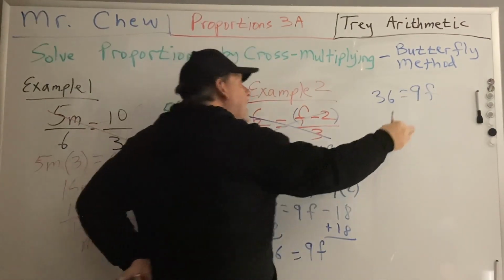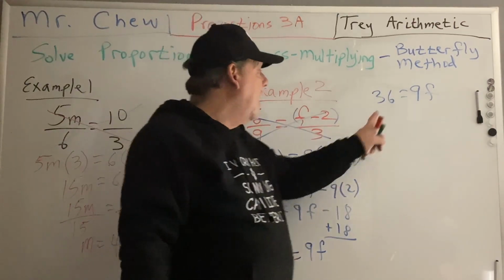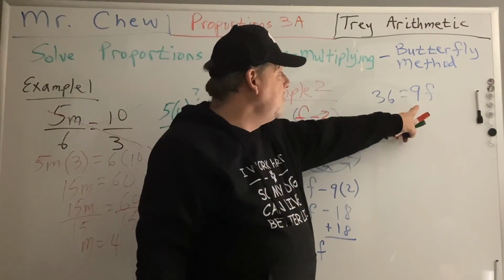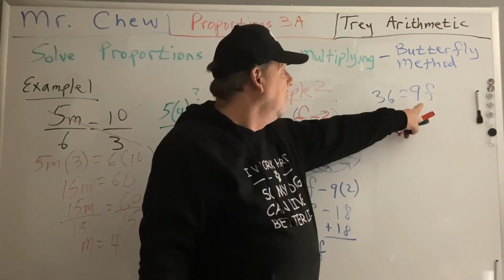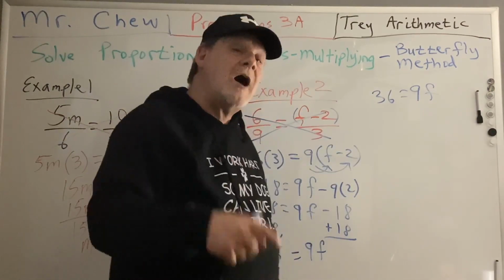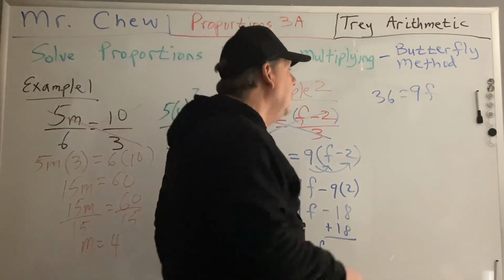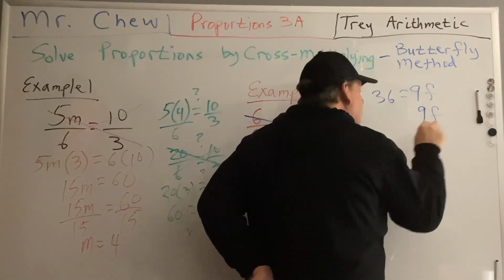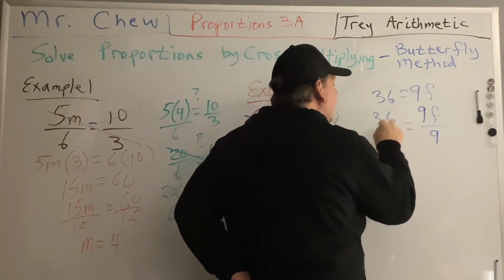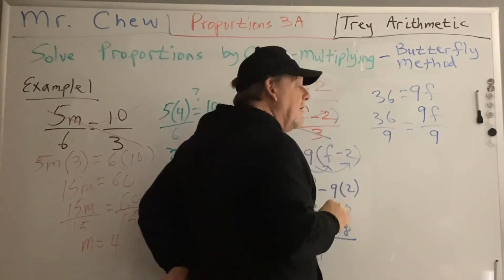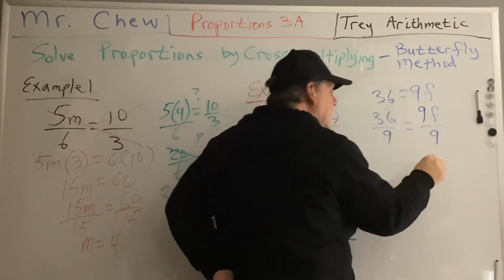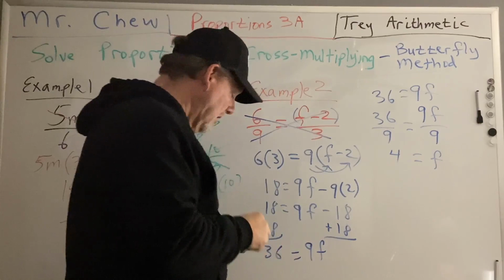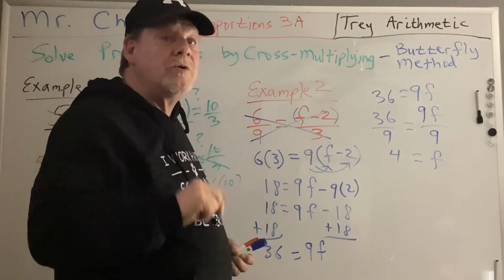Now I have a one-step equation. I have a number equaling a coefficient times a variable. So I have to undo, or do the inverse operation of, 9f. So the opposite of multiplying f by 9 is dividing f by 9. So I have to do it to the right, and I have to do it to the left. 9 over 9 is 1, so I have f equals 36 divided by 9, which is 4. So I'm saying I believe that 4 is the answer.